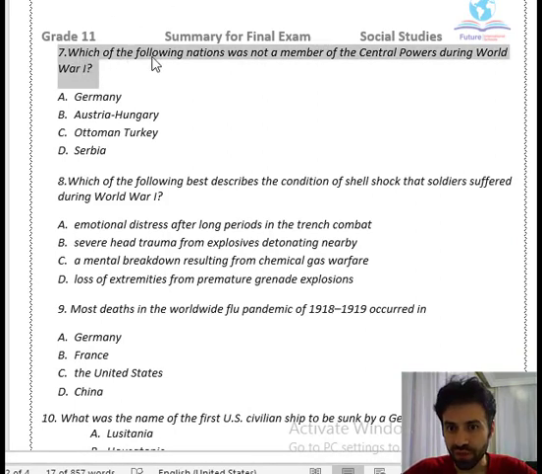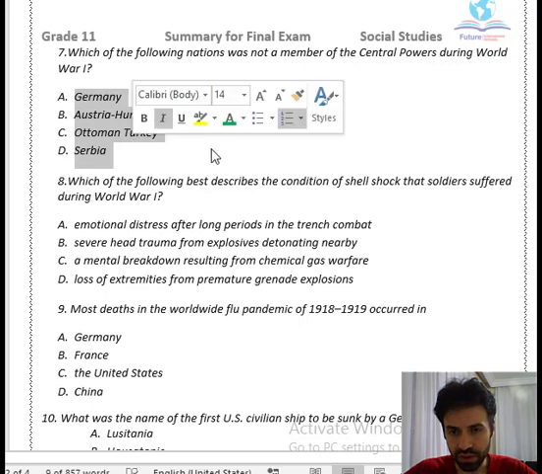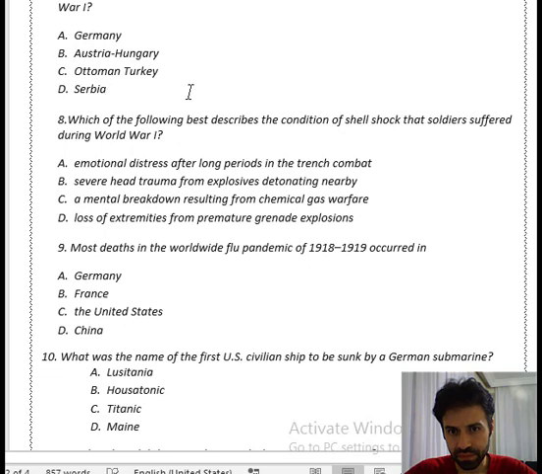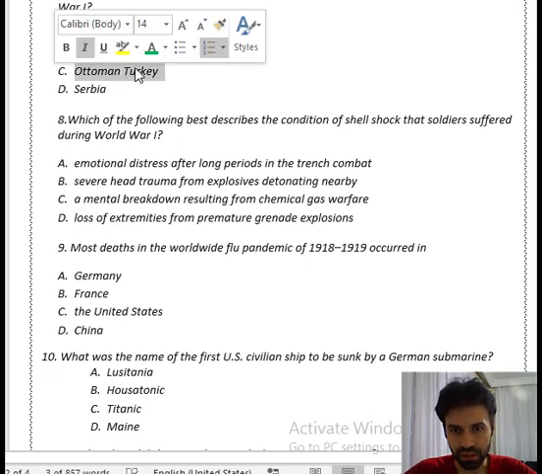Question number 7. Which of the following nations was not a member of the Central Powers during World War I? Germany, Austria-Hungary, Ottoman Turkey, or Serbia? Think for a moment. It's very easy. Very good. Actually, C is correct. Ottoman Turkey was not actually a member of the Central Powers during World War I.